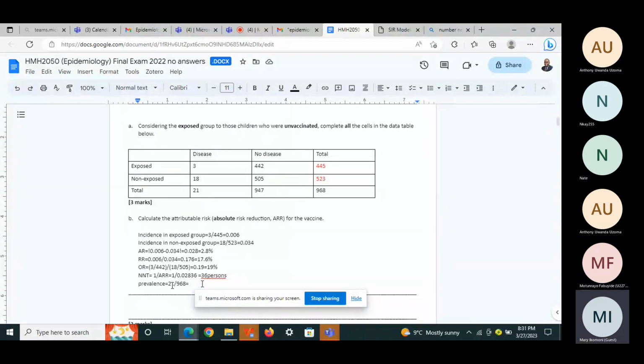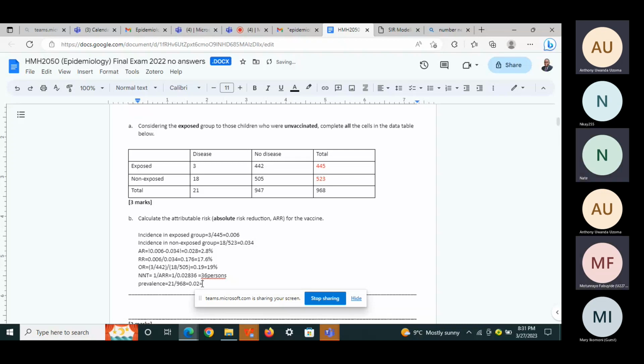Equals 0.021. So times by 100, that would be what, 2%, right? Or 2.1%. 0.021, right? Yes, 0.021. So times it by 100, that would be 2.1%. Okay.